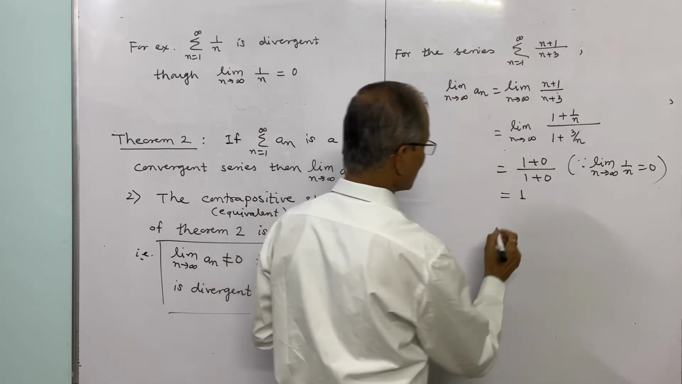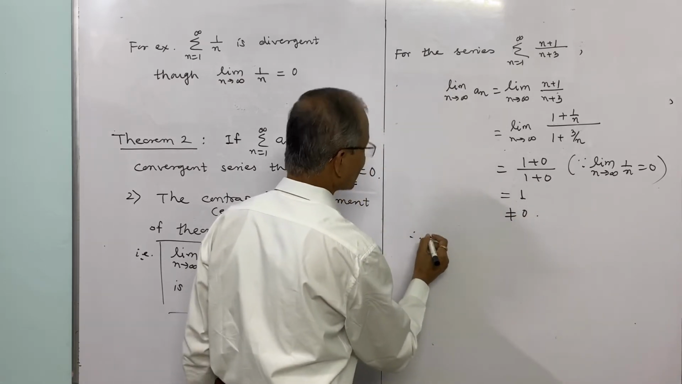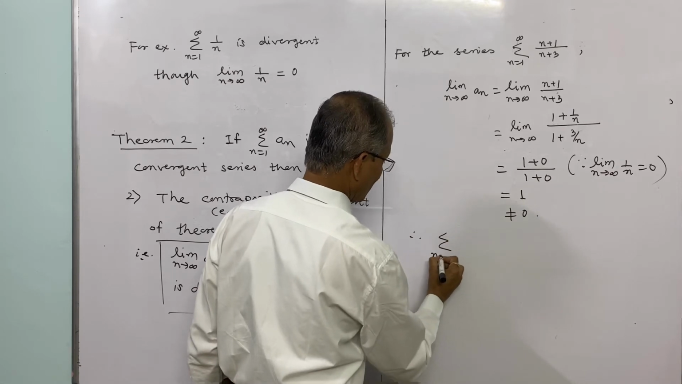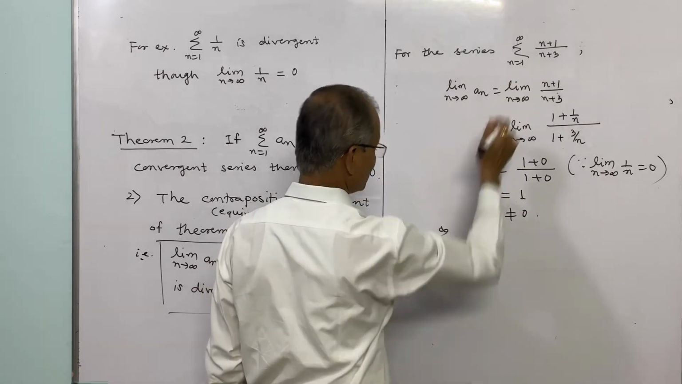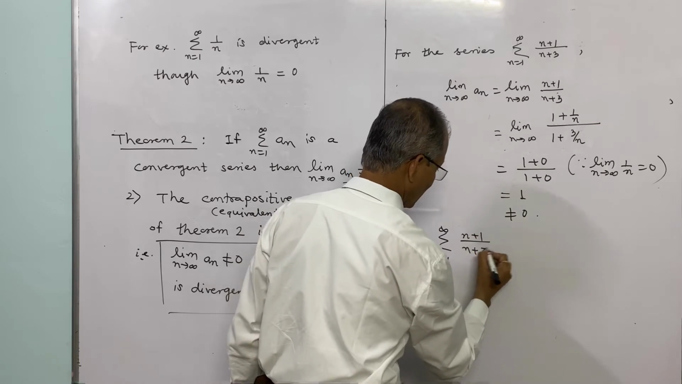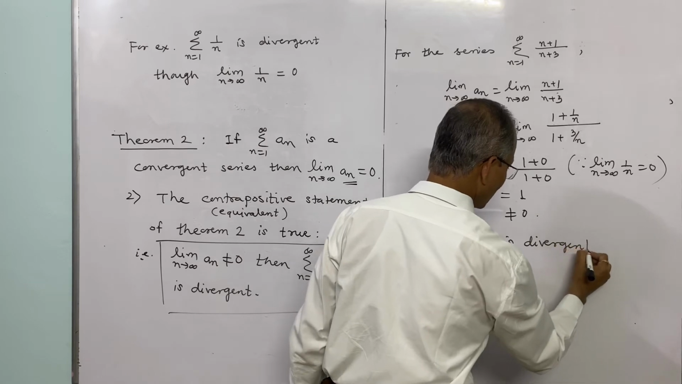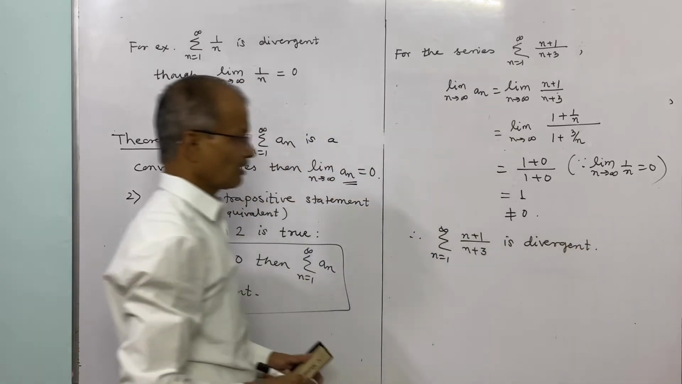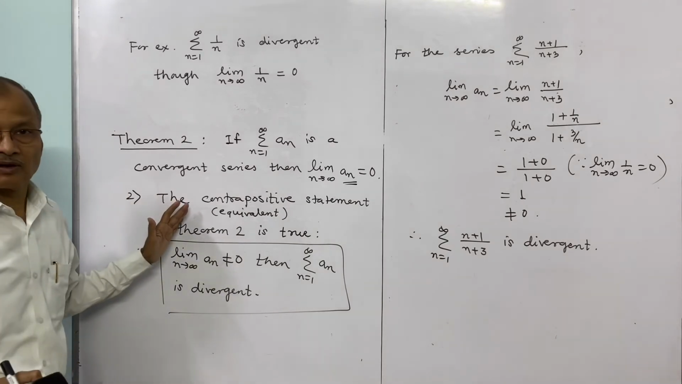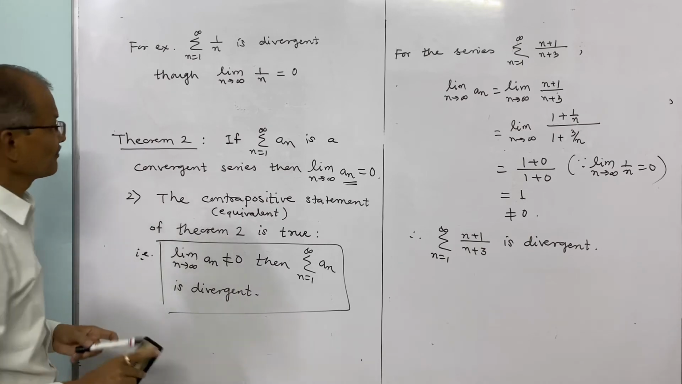So this is not equal to 0. Therefore, the series, n taking value 1 to infinity, this series is divergent. So thus theorem 2 is important. From that theorem we can show whether the series is divergent or not by taking the limit of its nth term.